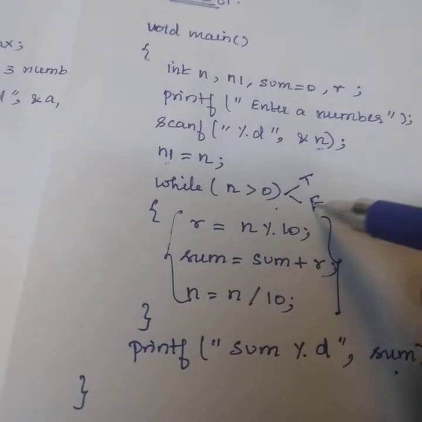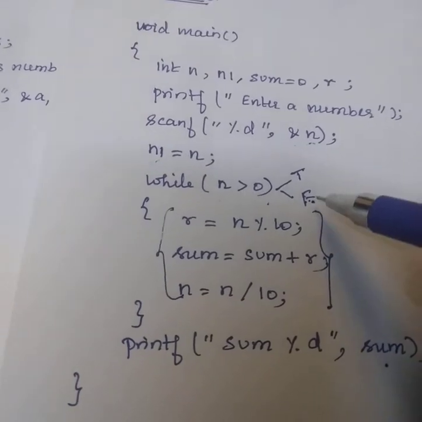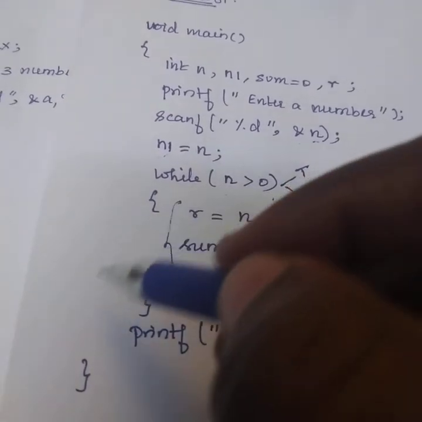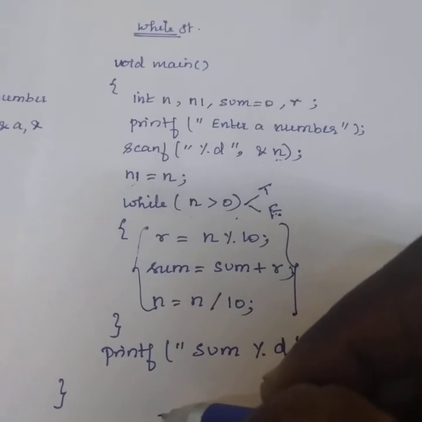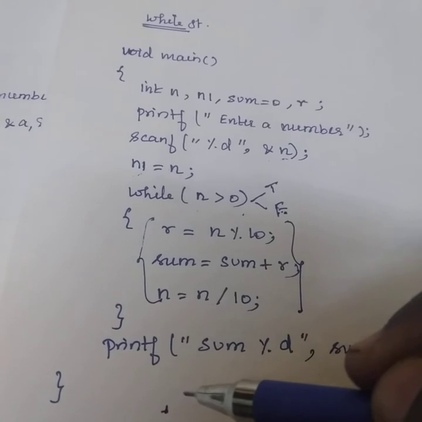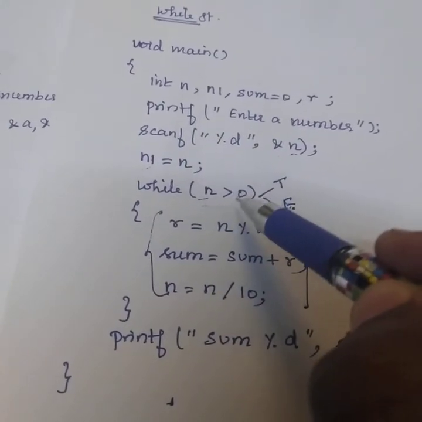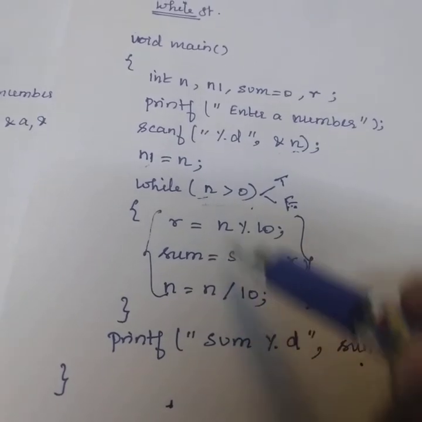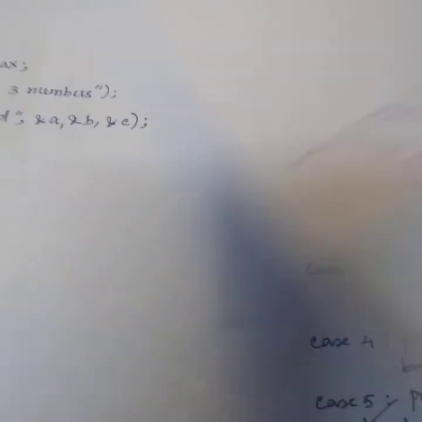If the condition is false, the loop will immediately come out. In the case of do while, the statements inside will be executed at least once, but in while it won't allow that. Only if the condition is true, it will allow executing these lines. Okay. Now let's see an example for do while.